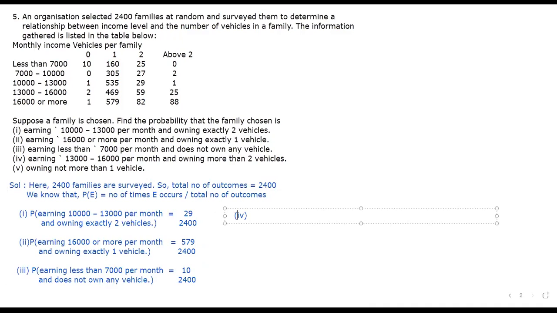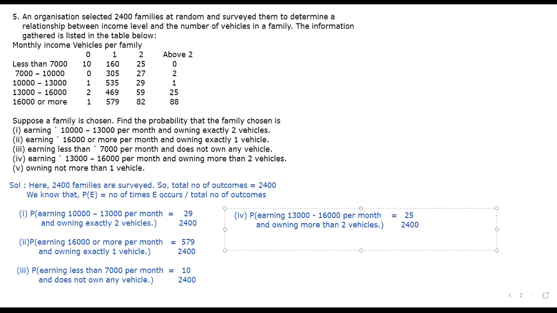Number 4. Probability of earning 13,000 to 16,000 per month and owning more than 2 vehicles. How much? 25 upon 2400. Correct.